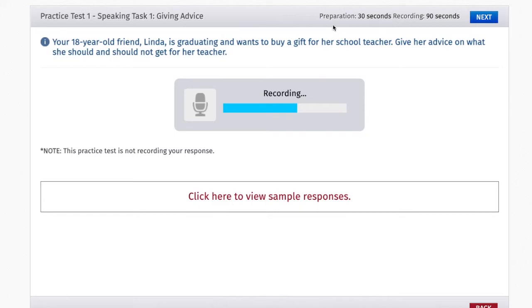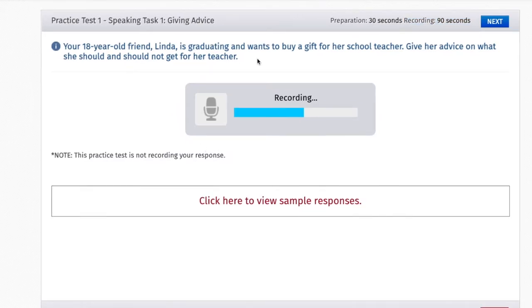And I will point out we have the preparation time here and the recording time here and the recording timer here. So it will stop recording until the end. We didn't hear it say "start speaking now," but it will in the beginning. And it should say "time is over" at the end when the time is finished.